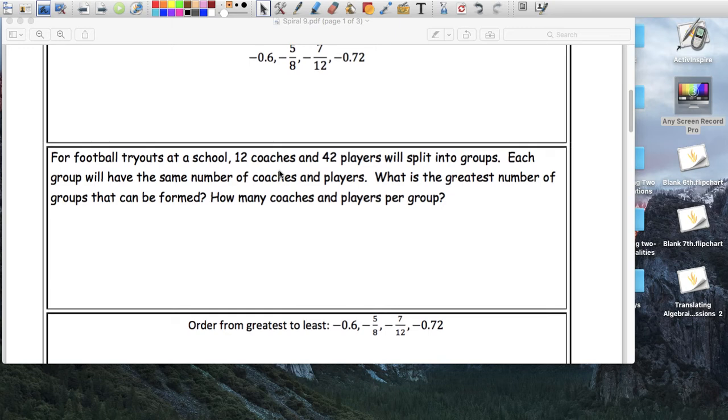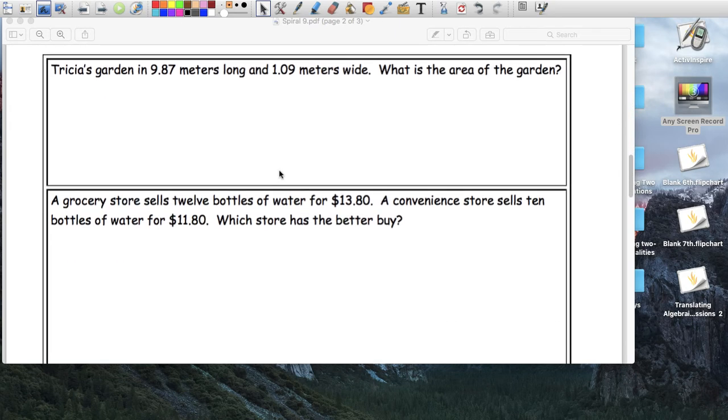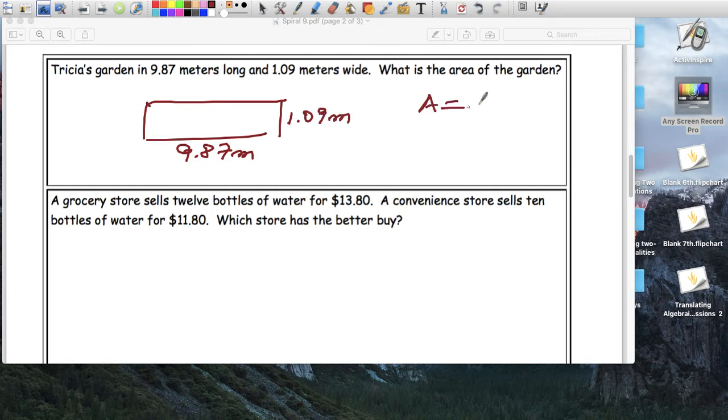Order from least to greatest again. Well, lucky you. What is the area of the garden? Okay, so area, and we have a garden that looks like this, 9.87 meters, and the other side is 1.09 meters. How do we find the area of a rectangular shape? The area is length times width, and in this case we're going to multiply 9.87 times 1.09, and you can multiply that.